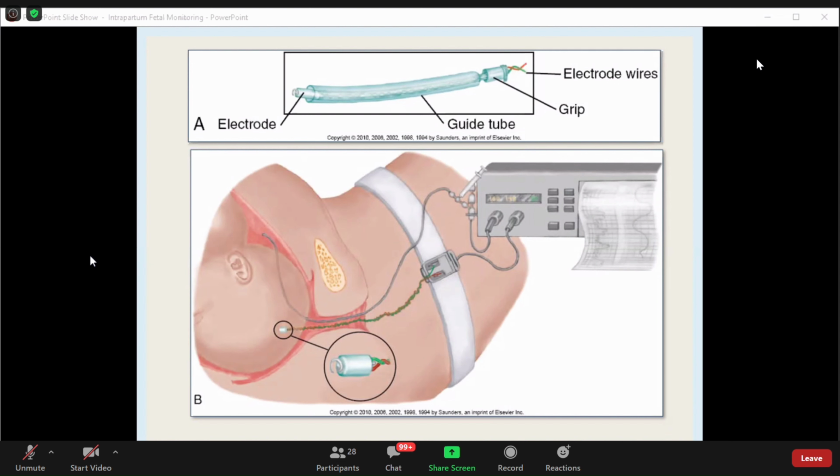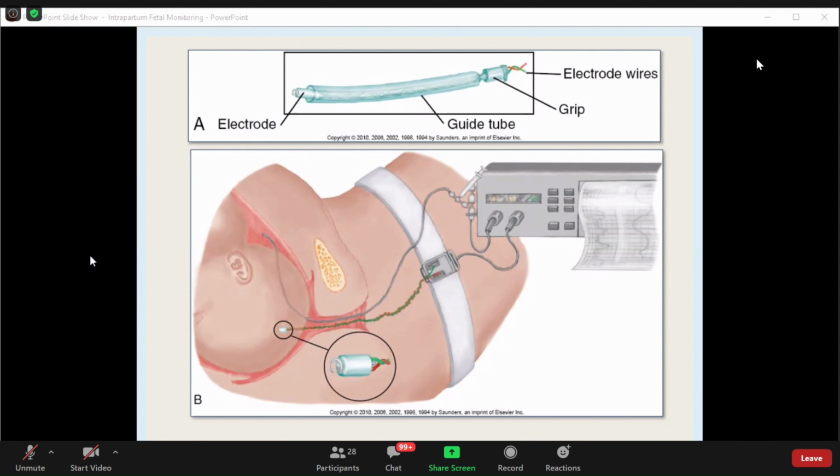The important thing to remember is whether it's internal or external, one is monitoring contractions, one is monitoring the fetal heart rate. And remember, internal gives you more accurate readings than external. Internal also gives you accurate information about the intensity. External gives you information about the intensity, but we don't really consider it that accurate.